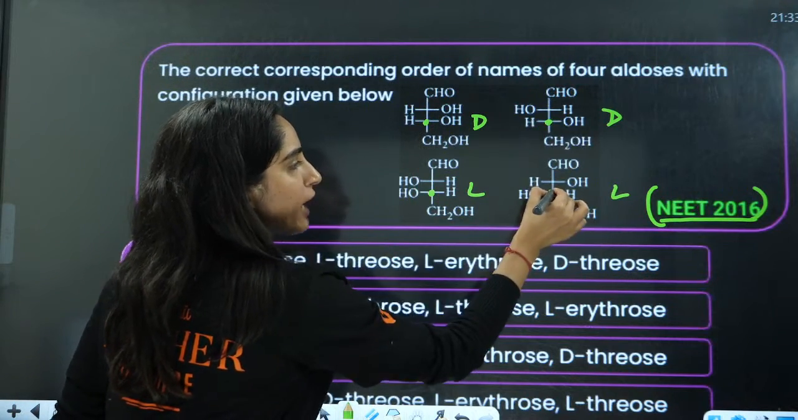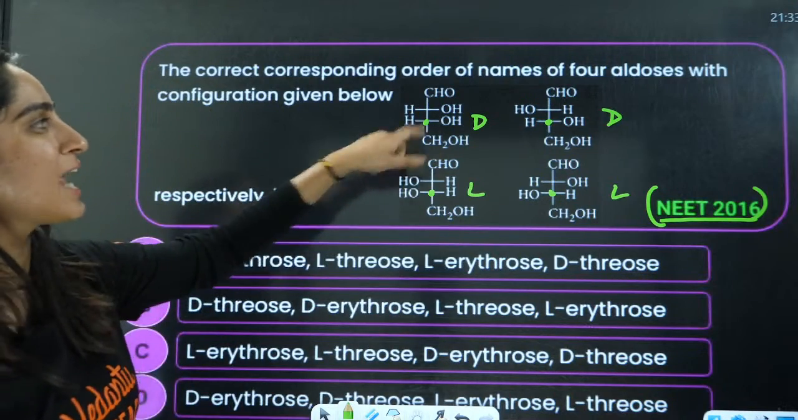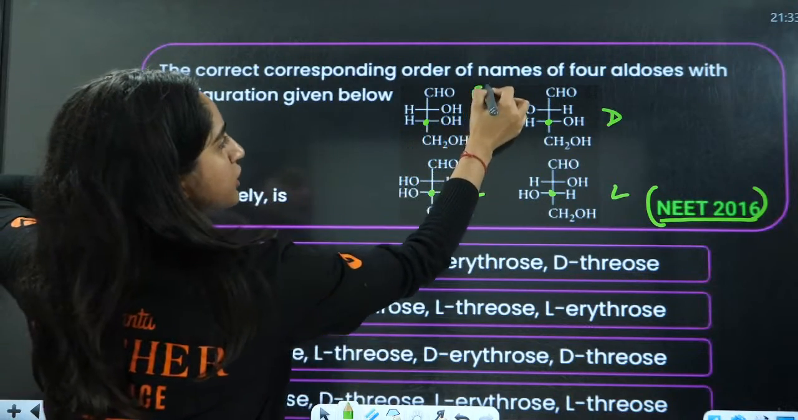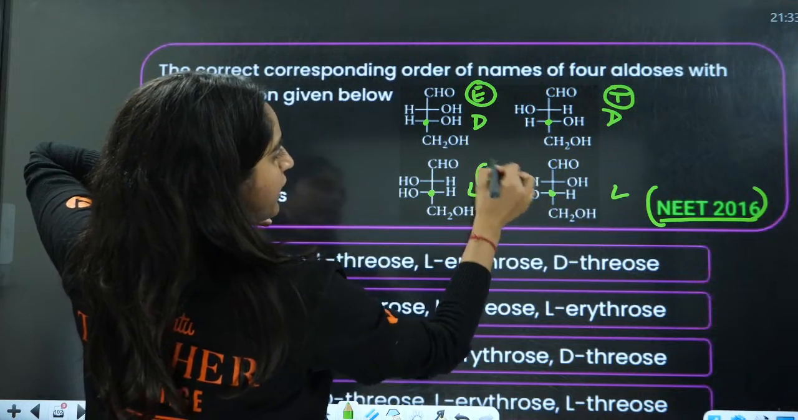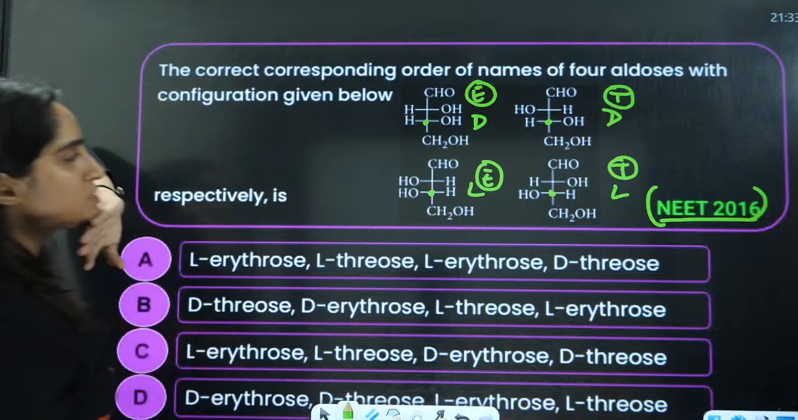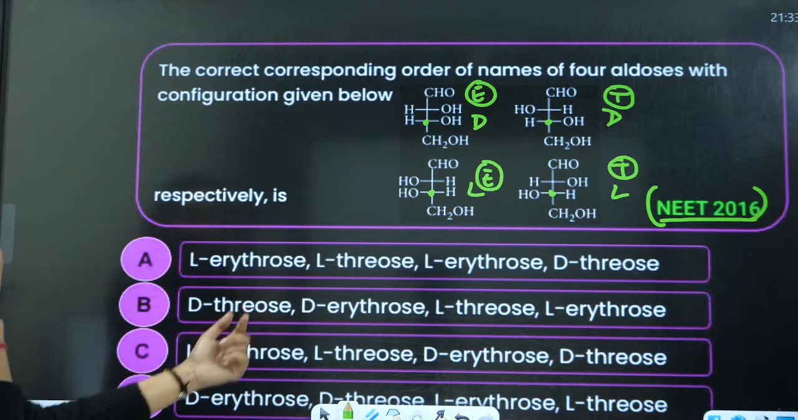The OH is on the right or the left side. And on the same side OH, it means it is erythro. It is going to be threo. So answer this question.